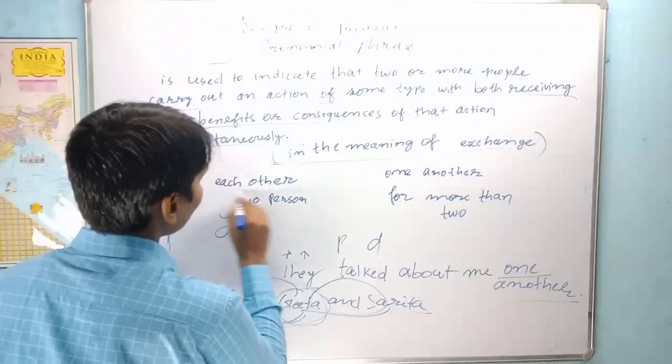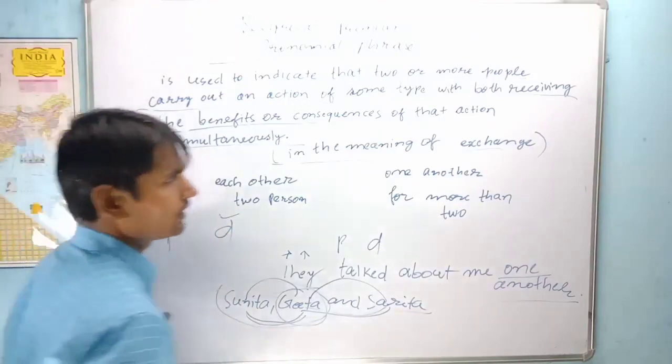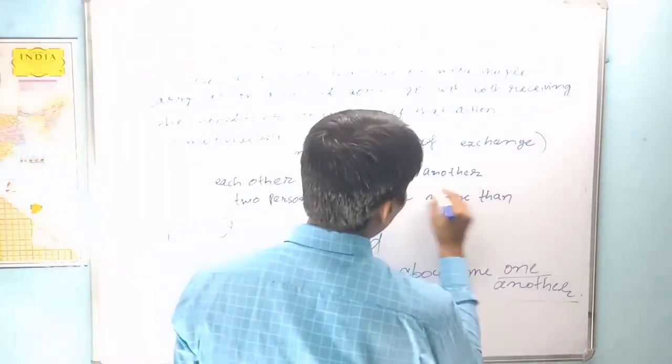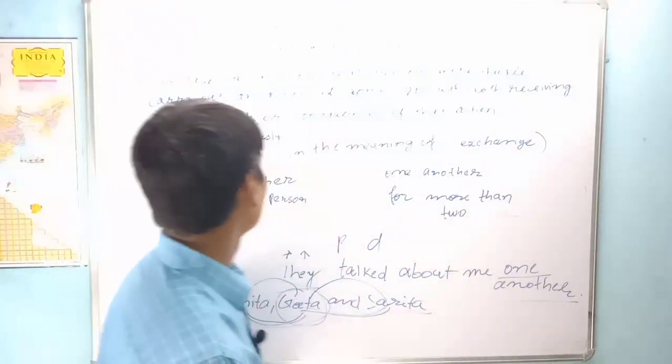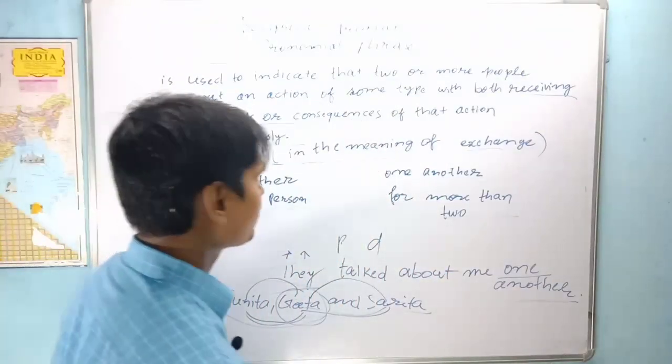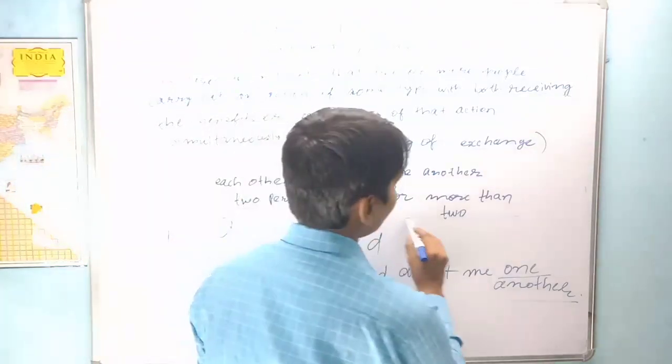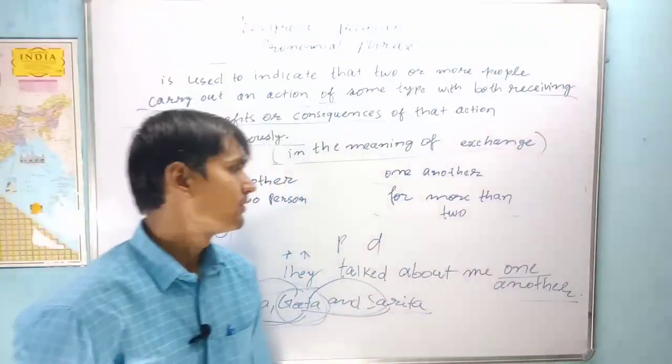Okay, so each other is used for two persons and one another is used for more than two persons. Okay, each other is used for two persons and one another is used for more than two persons.